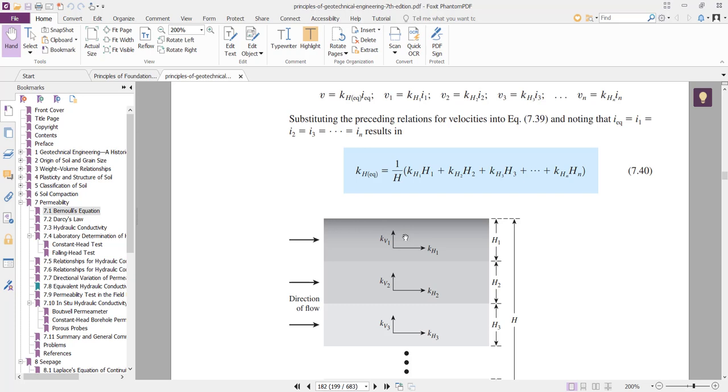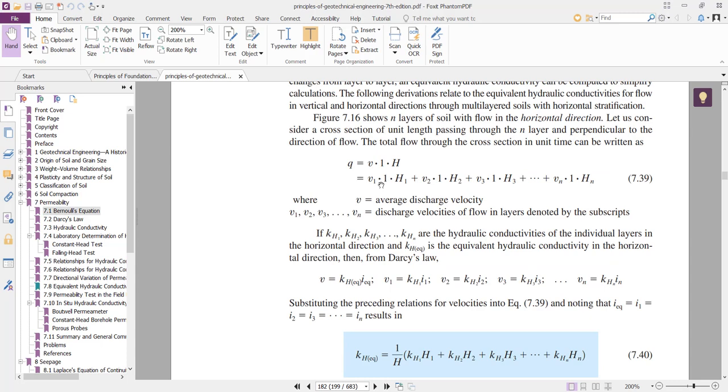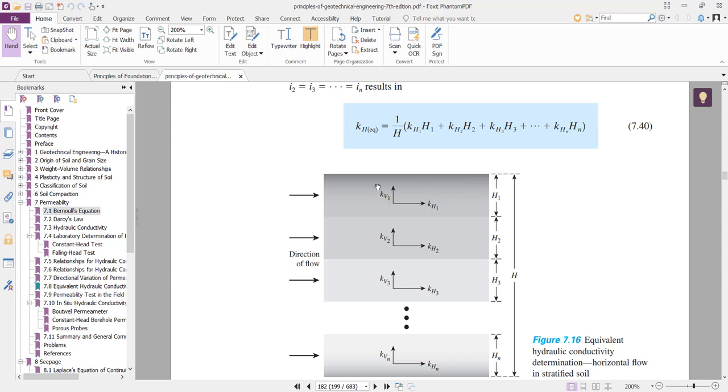So if the flow is parallel to the stratified soil, we know that the quantity of the flow from here equals the quantity of the flow here. So q1 plus q2 plus q3 equals q. So this is the equation that will depend on this equation here. As we can see, q equals q1 plus q2 plus q3 plus q4, depending on the number of layers, and finally we get this equation to calculate the equivalent hydraulic conductivity for all the layers.